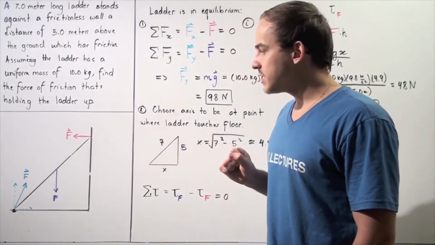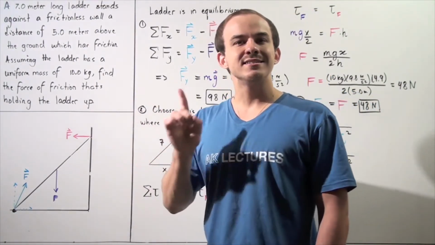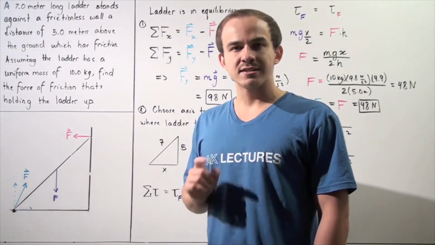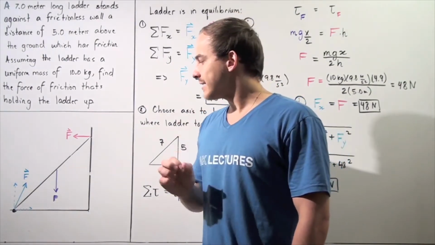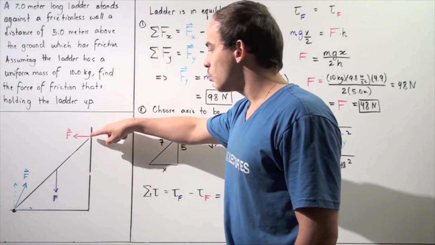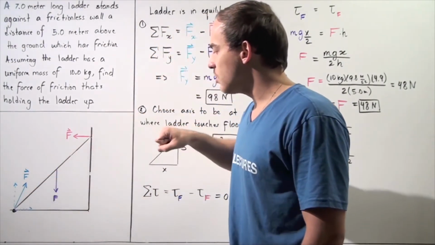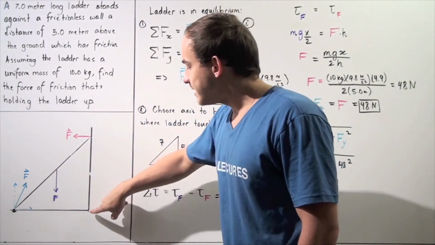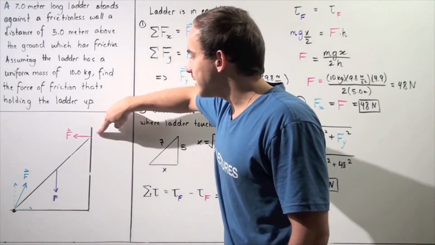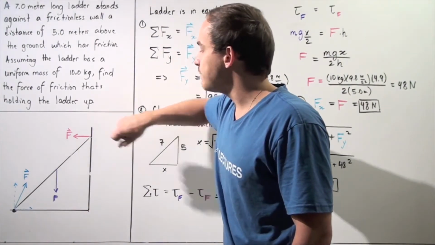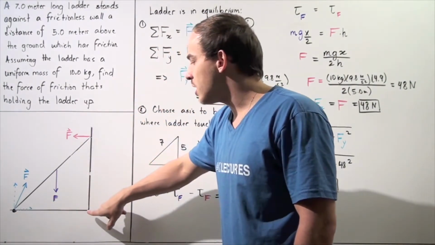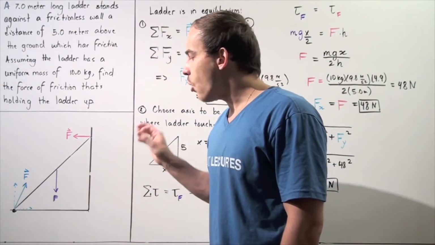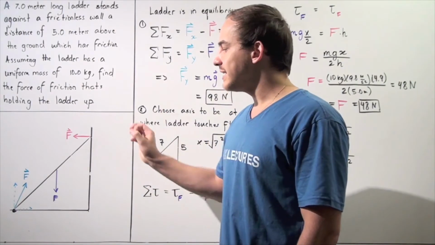So we're making the assumption that the ladder is in static equilibrium. It's not rotating and it's not translating along any axis. So we have the following ladder, which has a uniform mass of 10 kilograms, a distance of 7 meters. The distance from the ground to where the ladder is resting is 5 meters. This distance is unknown, which we'll find in just a moment. Now, let's see all the forces that are acting on our ladder.